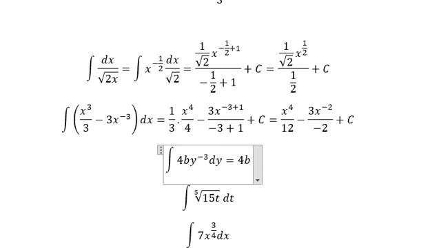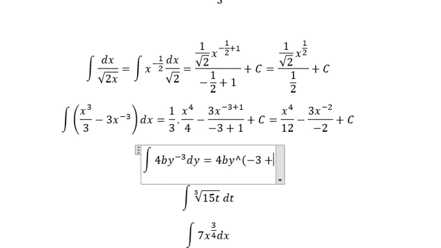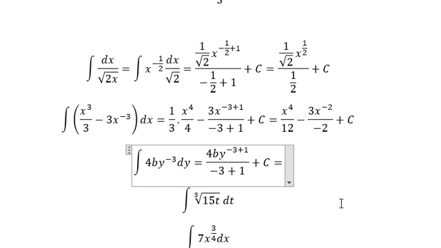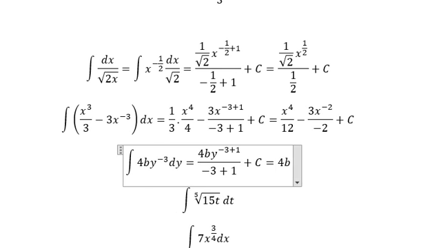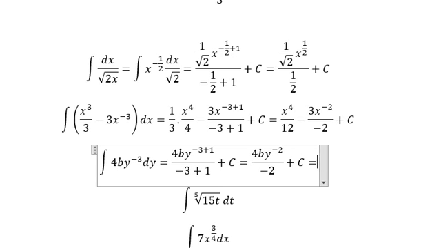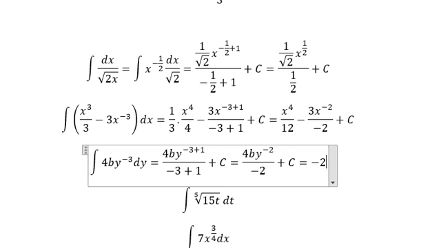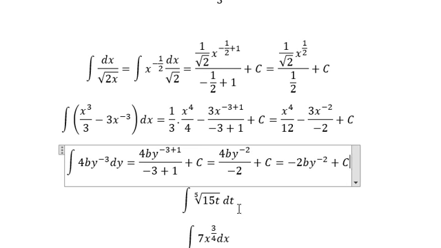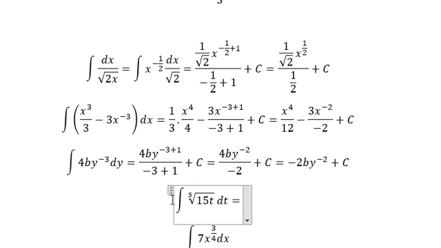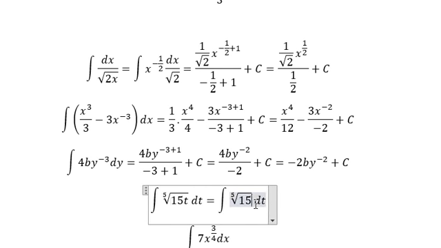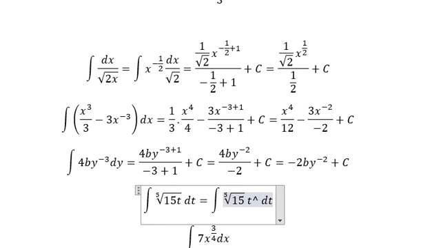we get y to the power of negative 3 plus 1 over negative 3 plus 1, and we put c. This one you get negative 2. And you get negative 2 y to the power of negative 2. This one we can write t into t to the power of 1 over 5.